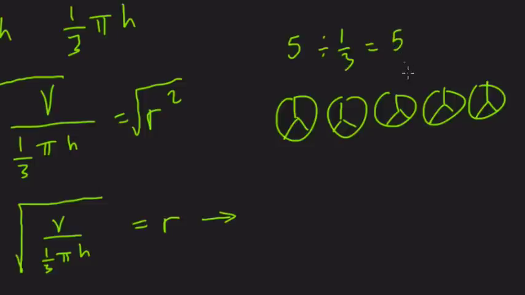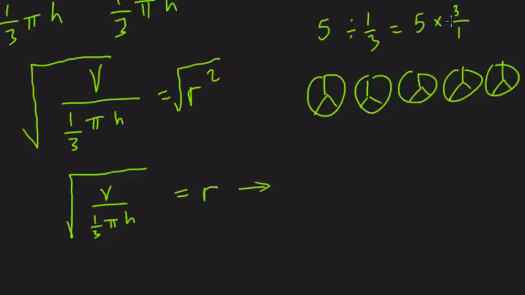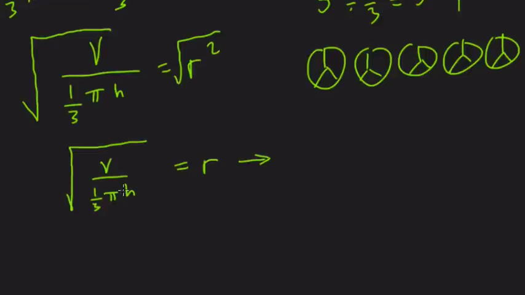So to figure that out, to get 15, there are 15/3 here, you could multiply by the reciprocal, 3 over 1. And 5 times 3 over 1 is just 5 times 3, or 15. So here, in general, v divided by 1/3 is the same thing as 3 times v. So we could write this as 3 times v divided by pi h, and that equals r.